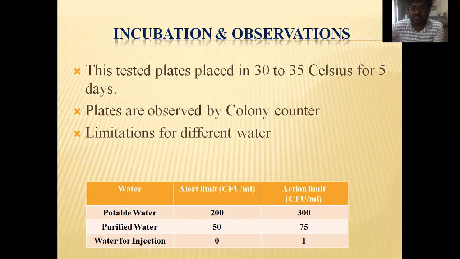The alert limits are 250 and 0. Water for injection contains 0 colonies, while potable water contains 200 colonies. That is the alert limit, meaning alertness of the colony forming units, your bacteria. If your bacteria or CFU exceeds the alert limit, it is categorized into the action limit. That means you have to take action towards the water sanitization system, and you can see the action limits are 300, 75 and 1.